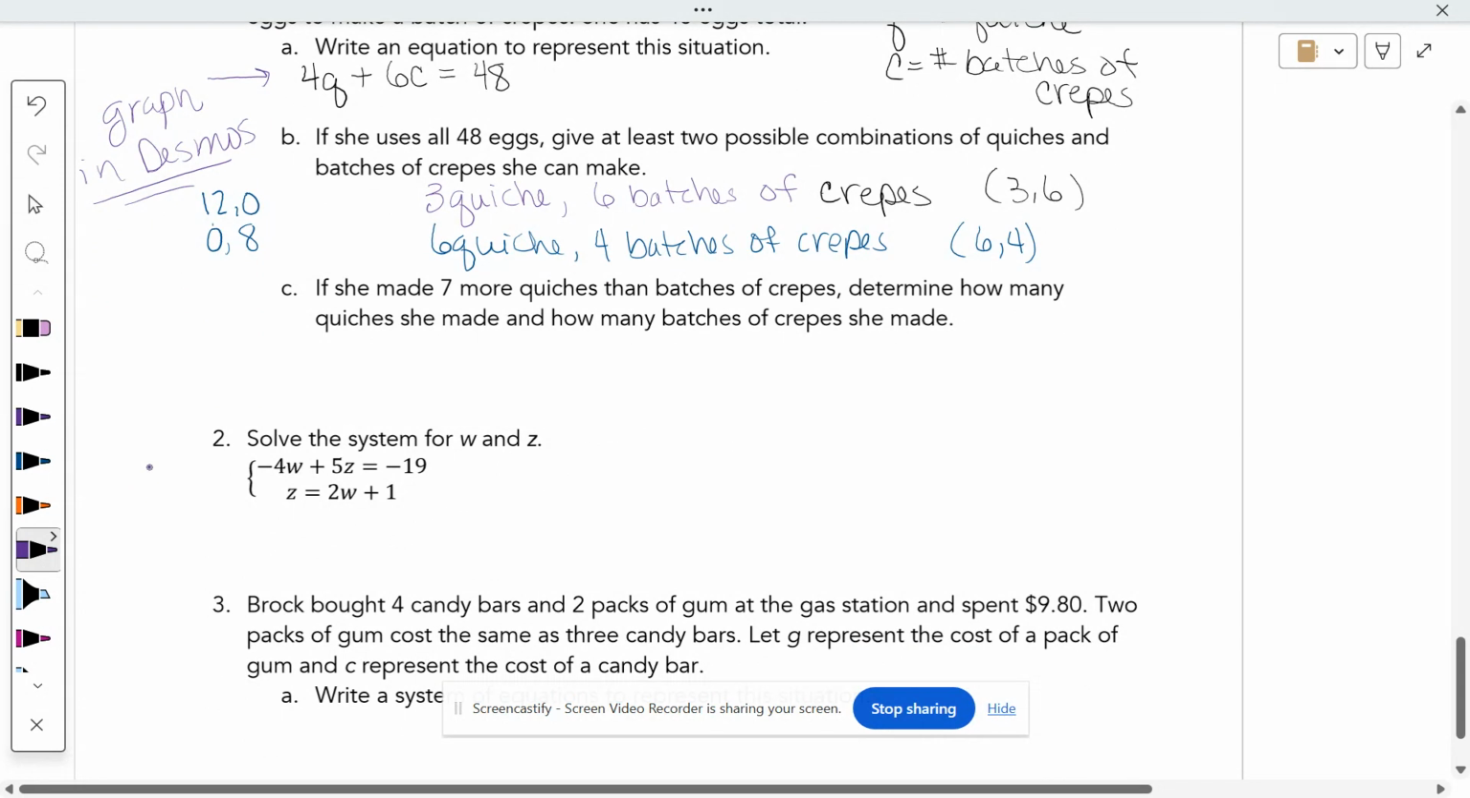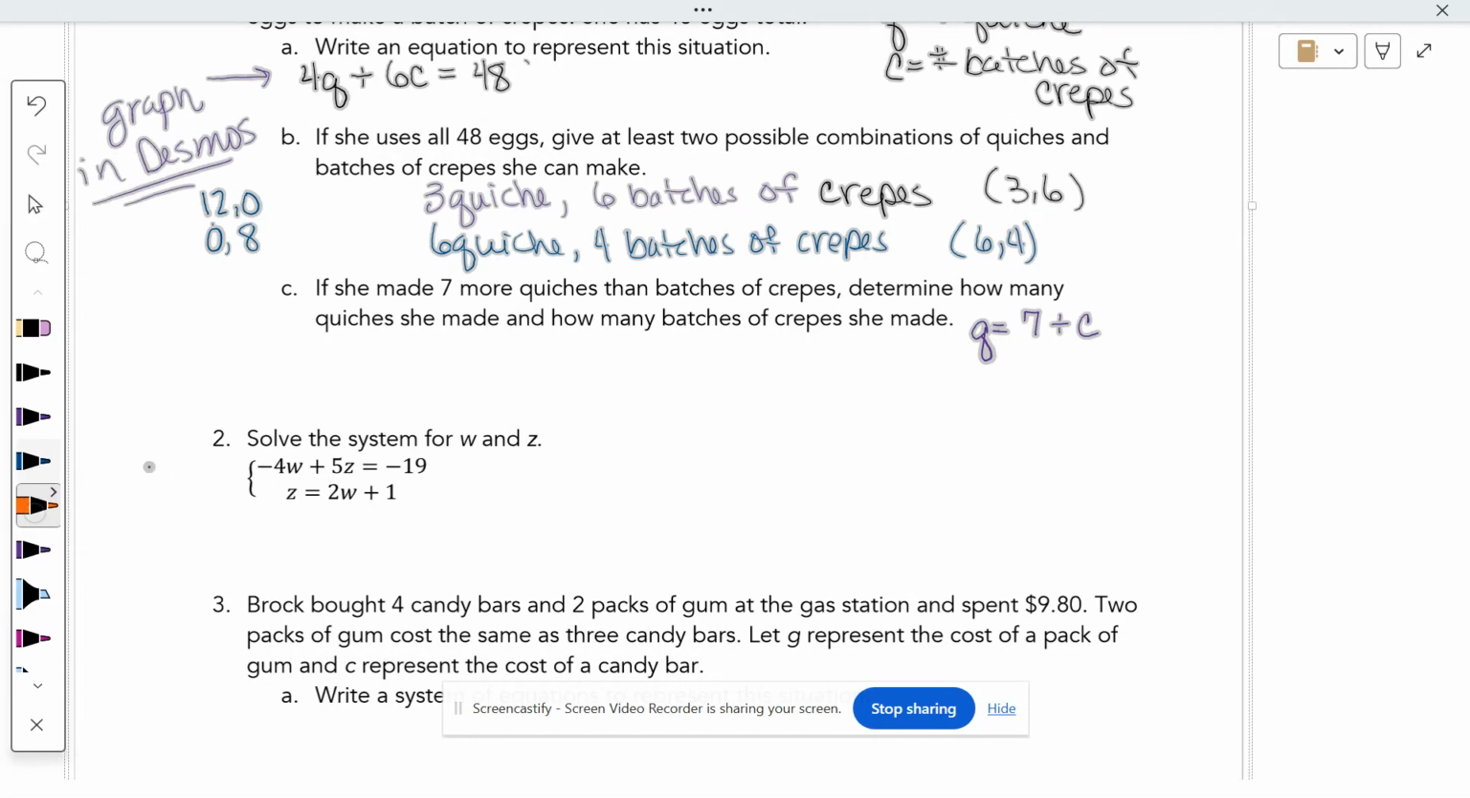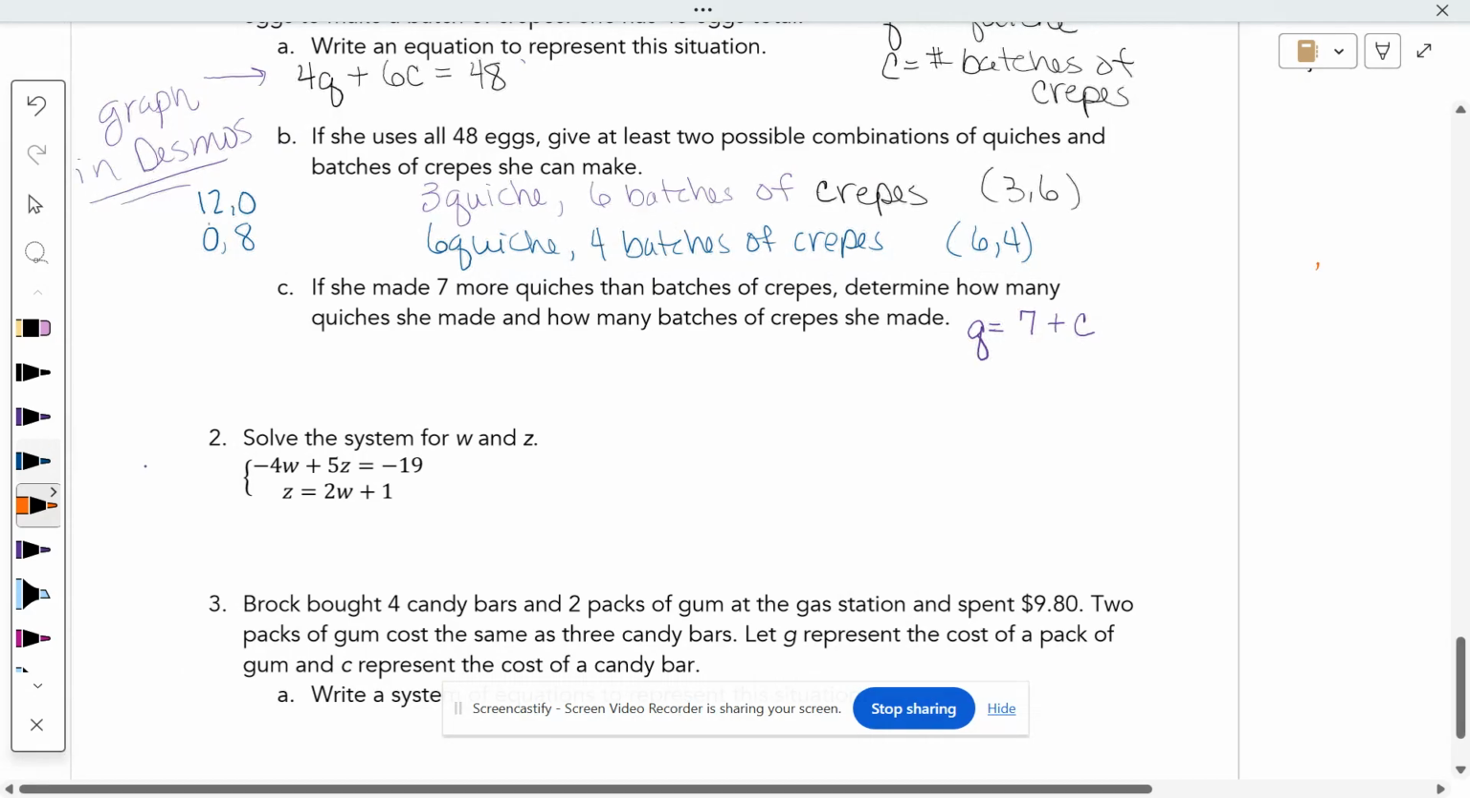If she makes 7 more quiche than batches of crepes, meaning that the number of quiche she makes is 7 more than the number of batches of crepes she makes, determine how many quiche she made and how many batches of crepes. So we have 2 equations: 4Q plus 6C equals 48, and Q equals 7 plus C. So I'm going to take the expression 7 plus C and substitute it into Q in this top equation. So 4 times (7 plus C) plus 6C equals 48.